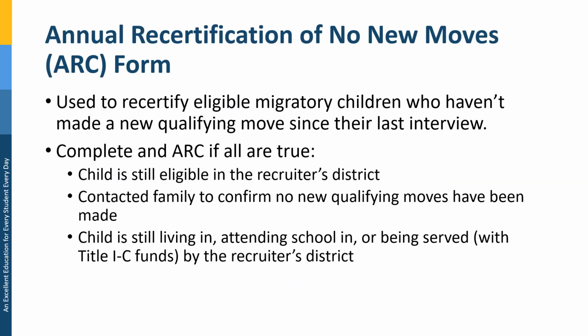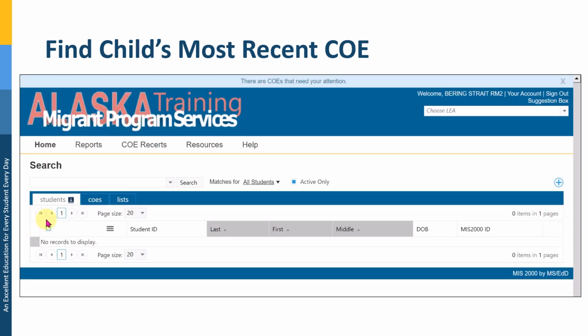An Annual Recertification of No New Moves, or ARC, is the form used when a currently eligible migratory child has not gone on a new qualifying move since their last interview. You should only recertify a migratory child on an ARC if they are still eligible for the program, you have contacted the family to confirm a new qualifying move was not made since their last interview, and the child is still either living in your district, attending school in your district, or being served by your district with Migrant Education Program funds.